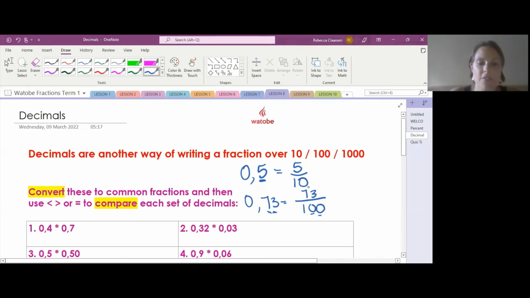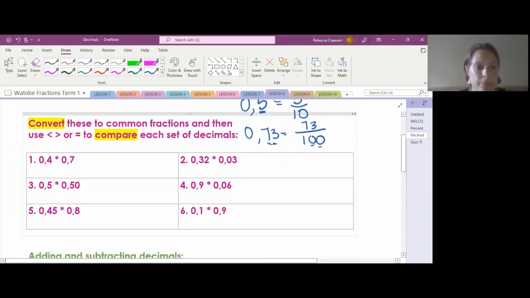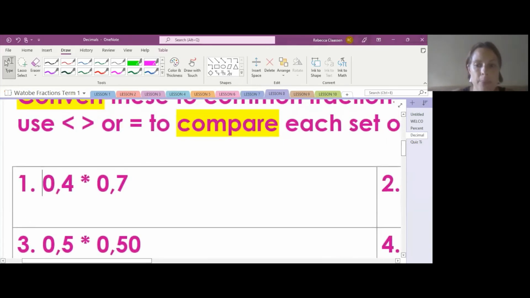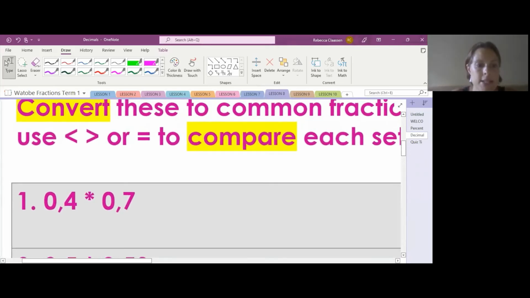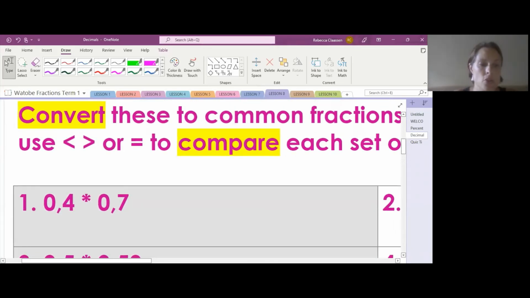Okay, so our first step that I want you to do on your piece of paper is, let's just do number 1 to start with. Write down each of these, so 0.4 and 0.7, as common fractions, so as a fraction over 10, and then compare them. Okay, so fraction over 10, and then compare, and go.